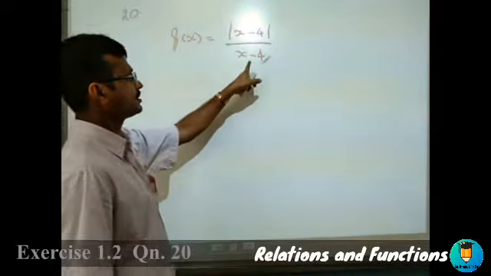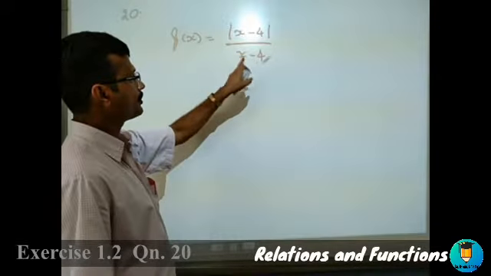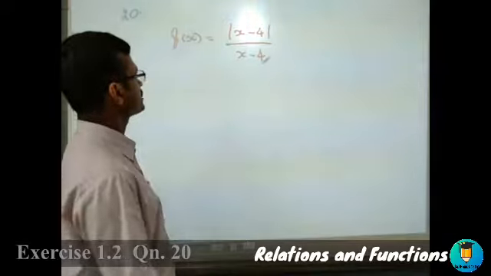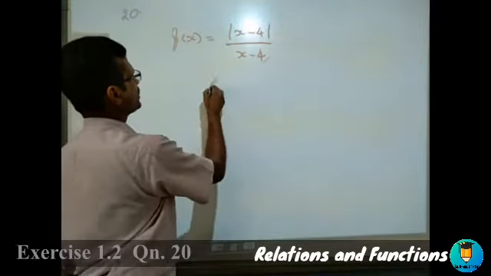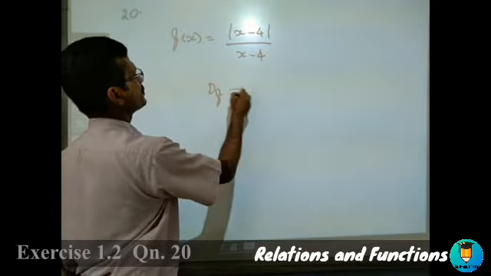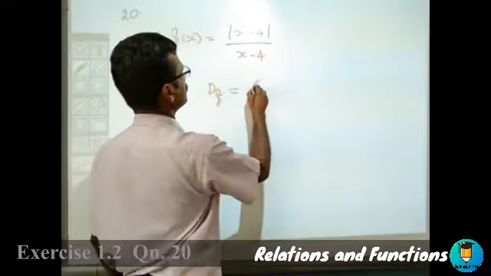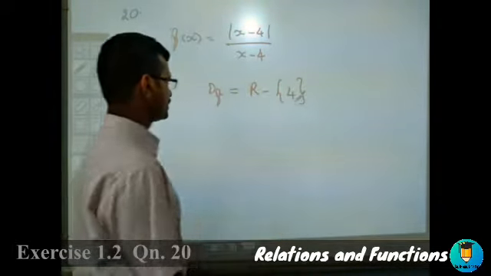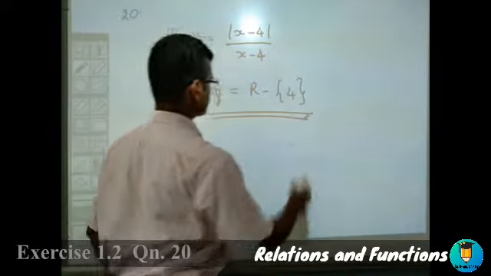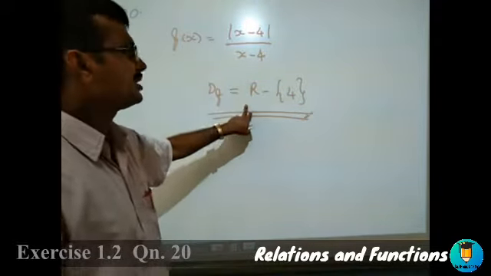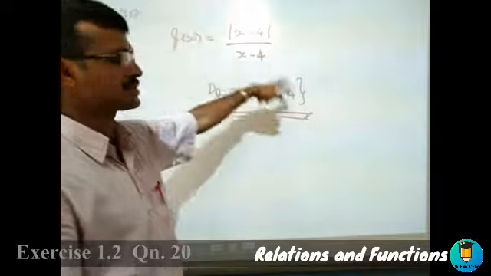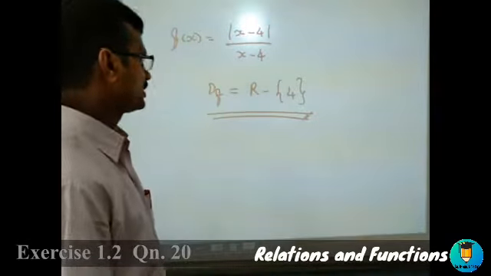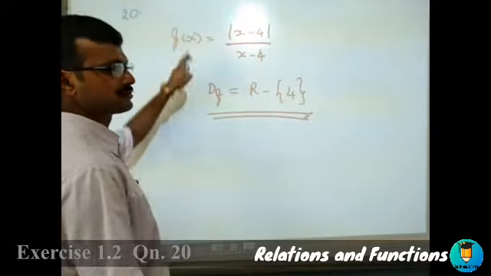So that means I have to avoid 4 from all real numbers, then f(x) is defined. So directly we can write here, domain of f is equal to all real numbers minus 4. This is the domain of this function. Since when x is 4, f(x) is not defined, domain of f is R minus 4. Now what is the corresponding range?